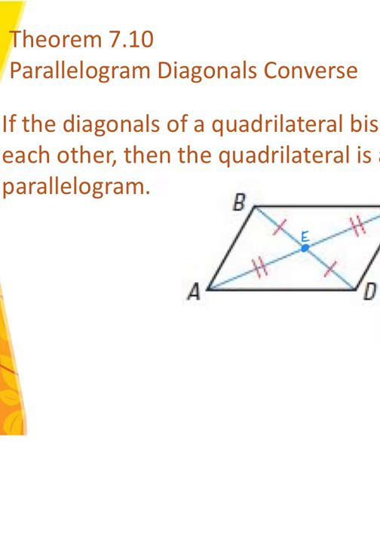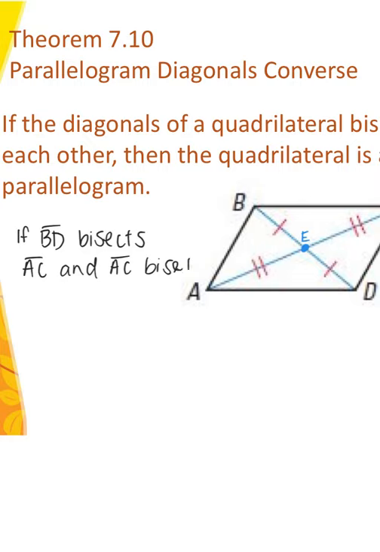And we're gonna write: if BD bisects AC, and AC bisects BD, then ABCD is a parallelogram.